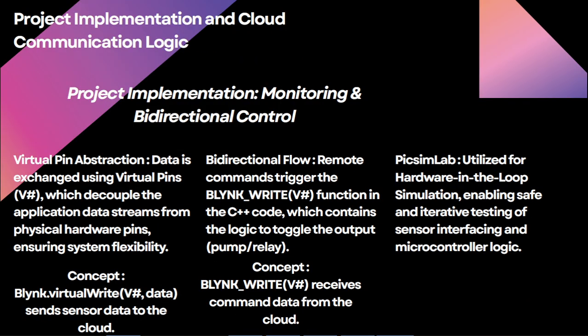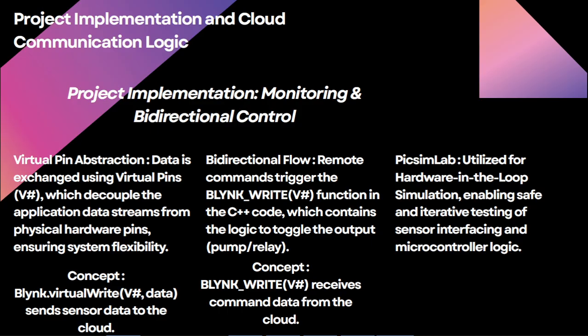Next one is the bidirectional control. We will see how the bidirectional control works, meaning virtual pins. The core of the cloud communication is a virtual pin abstraction. This decouples the application data from physical hardware pins, meaning device to cloud monitoring. We use Blynk.virtualWrite(V#, data) to send sensor data like temperature or water level to the cloud.